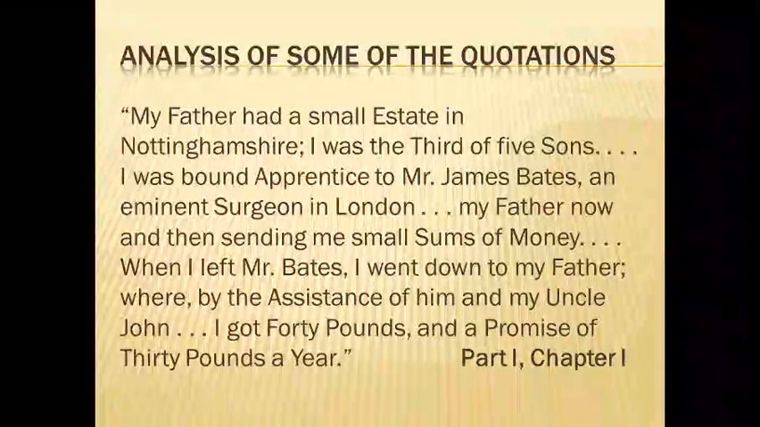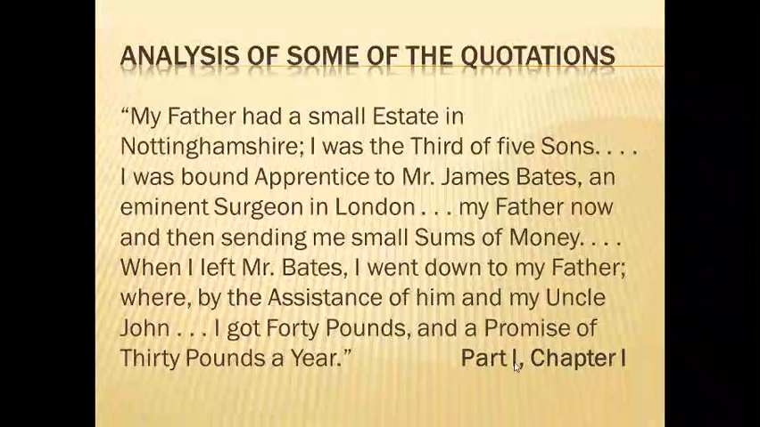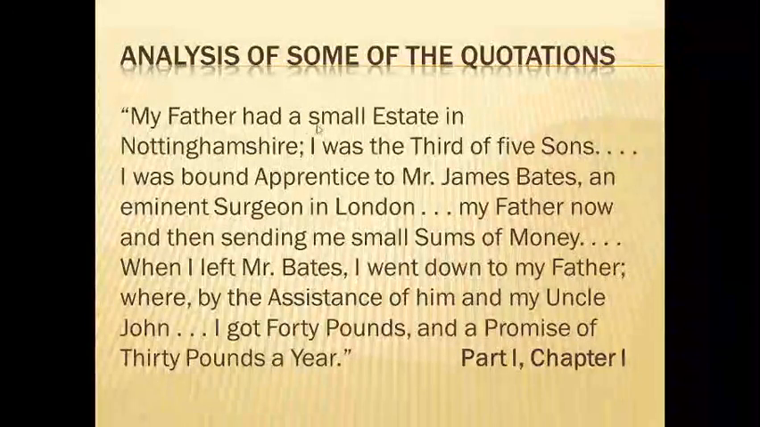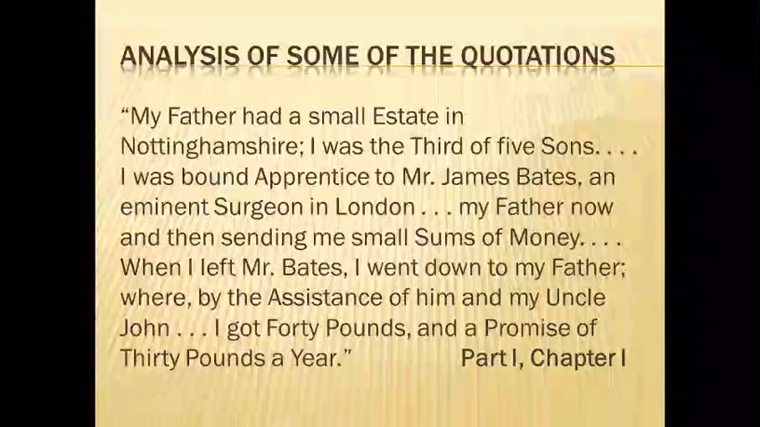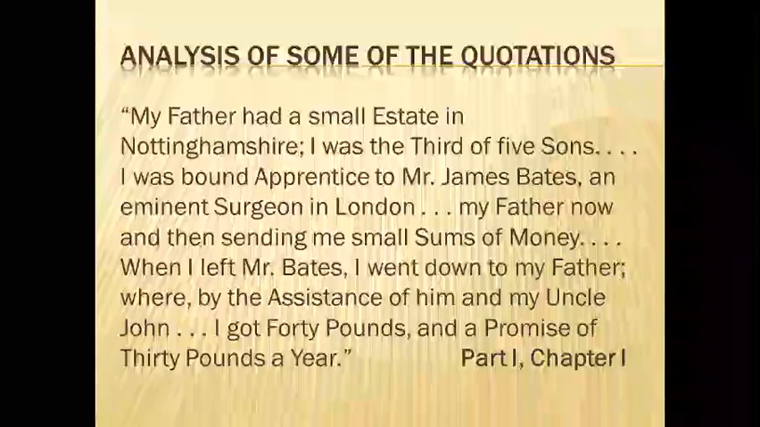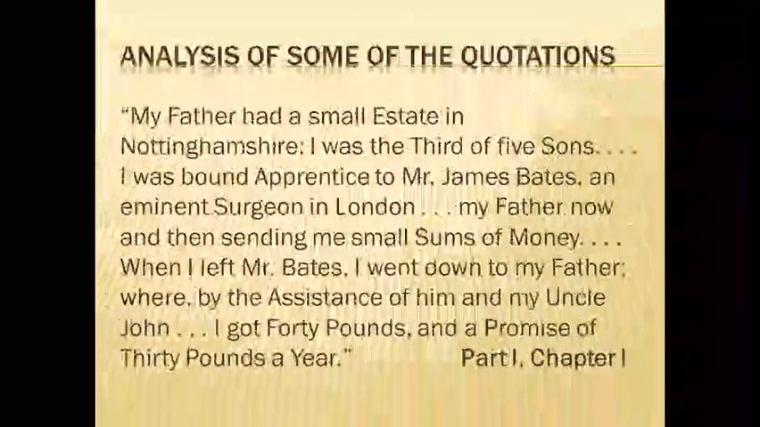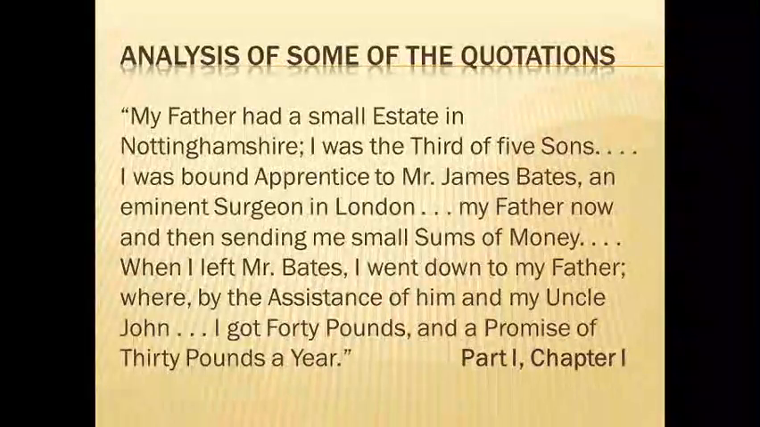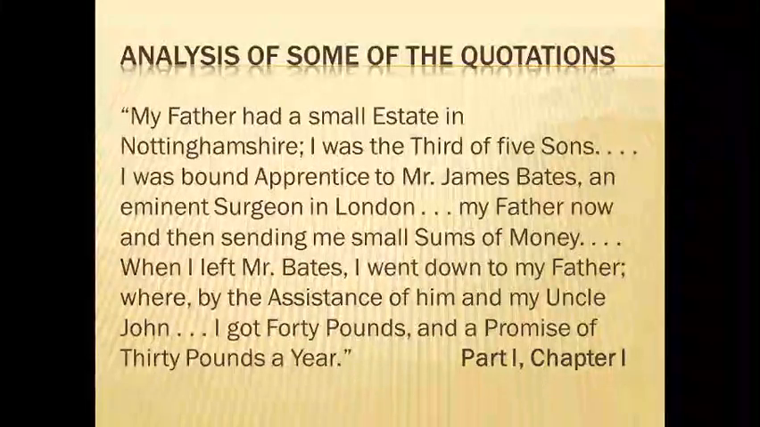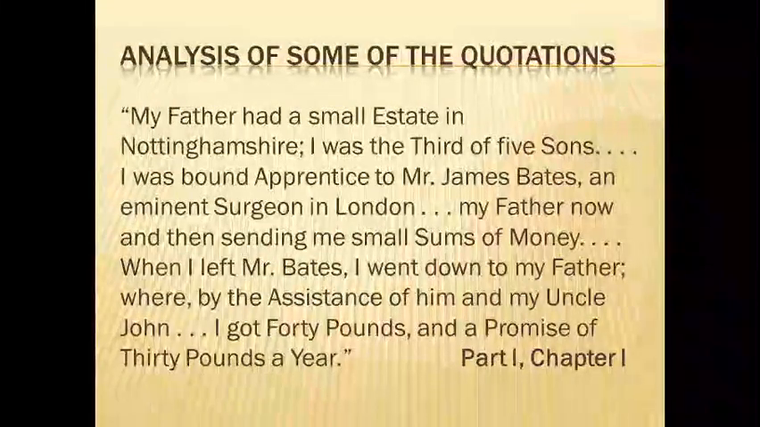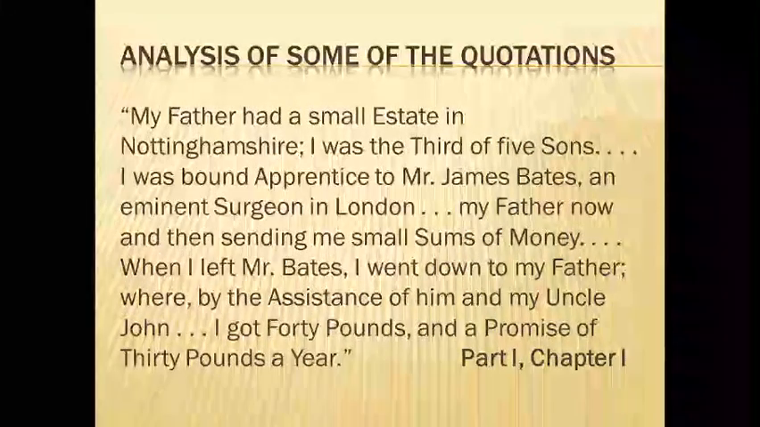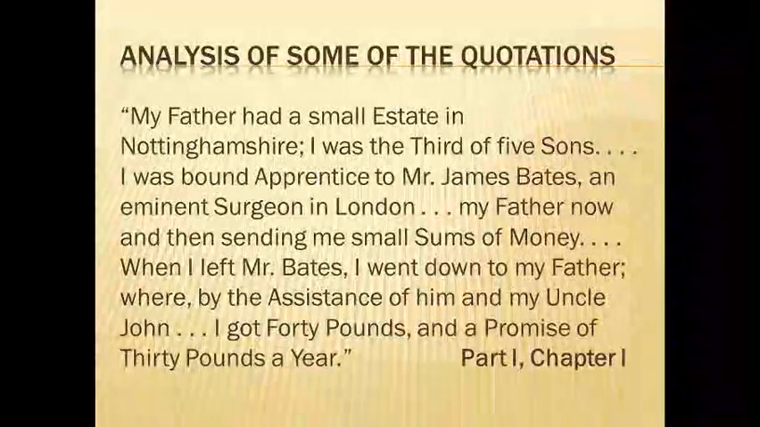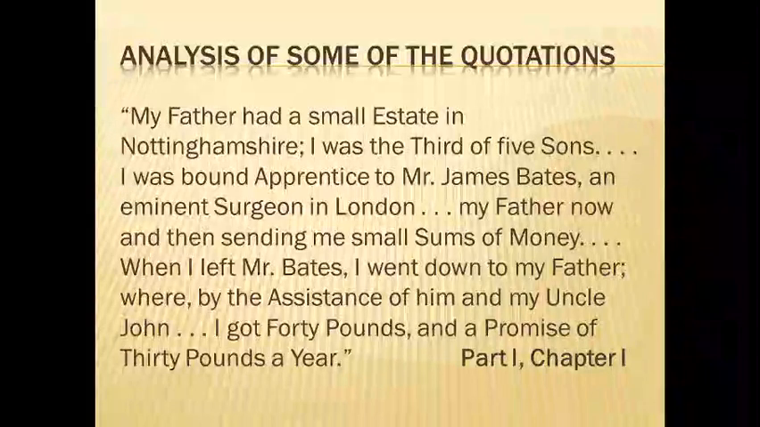So here let's have a look at this quotation in part 1, chapter 1. "My father had a small estate in Nottinghamshire. I was the third of five sons. So I was bound apprentice to Mr. James Bates, an eminent surgeon in London, my father now and then sending me small sums of money. When I left Mr. Bates, I went down to my father, where, by the assistance of him and my Uncle John, I got £40 and a promise of £30 a year."